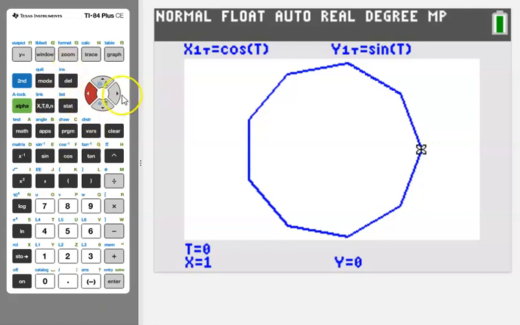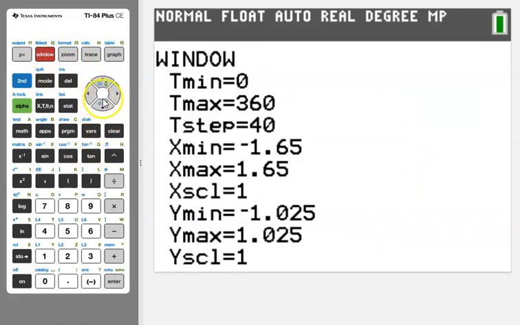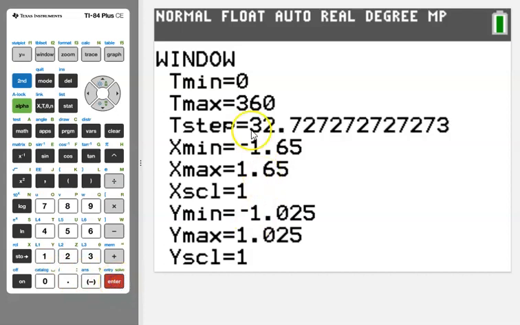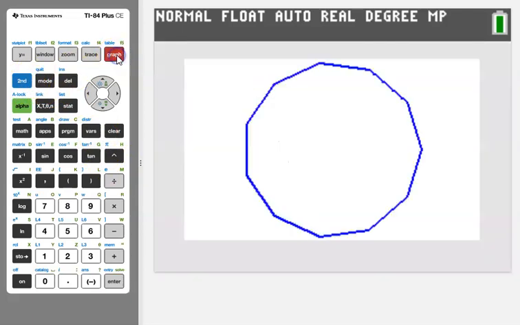The last example is an 11-sided polygon. So we'll go back to the window, and for the T-step, go down to the T-step and type 360, and then divided by, and this is 11, so put 11. Now, when I press enter, it will convert that to a decimal. So it's going to count around by this amount, which is a rational number, but definitely not a whole number. So let's go to graph. And now we have our 11-sided polygon.